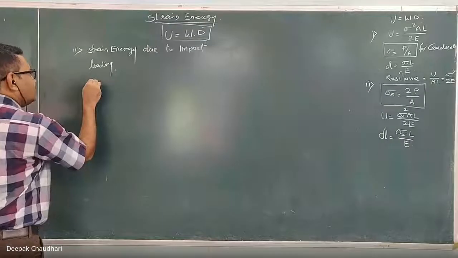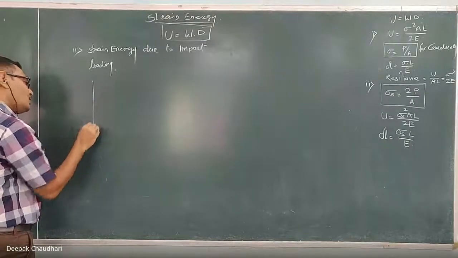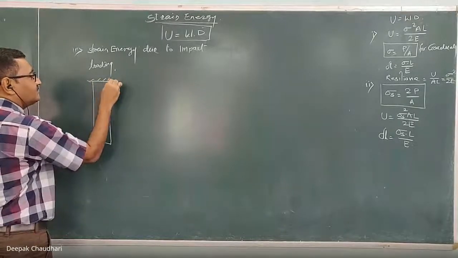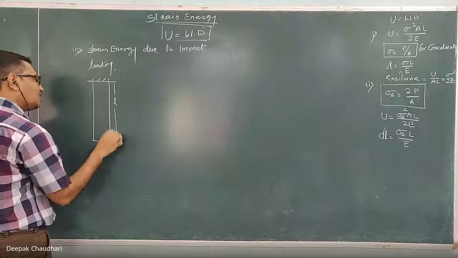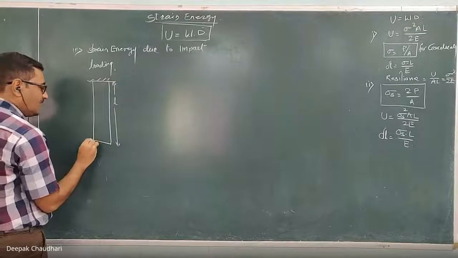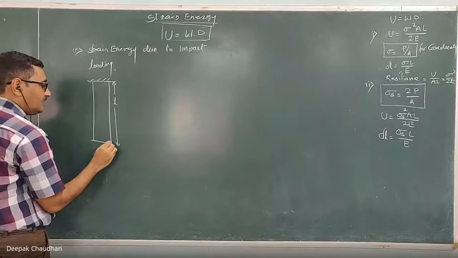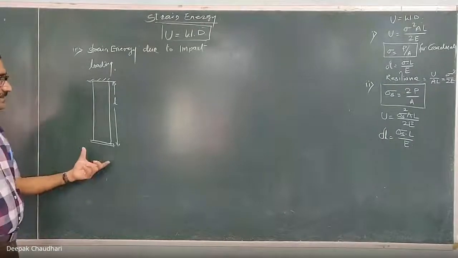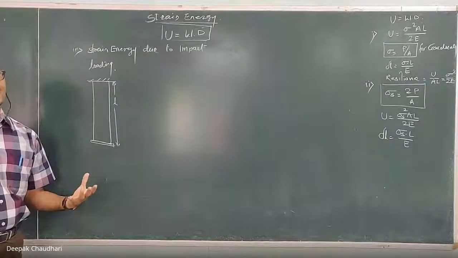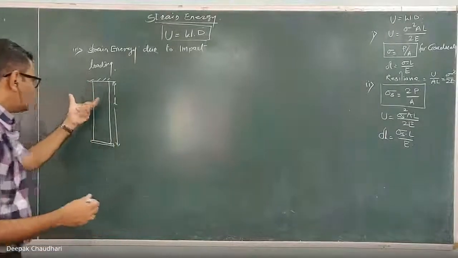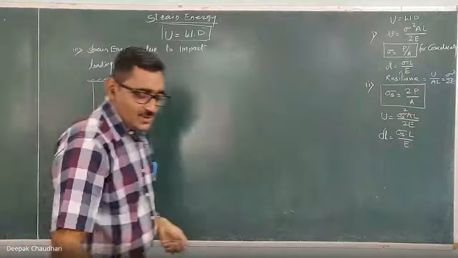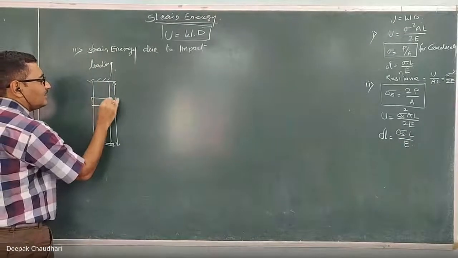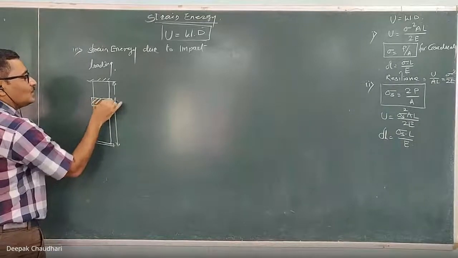Let's consider we have to find out the strain energy stored in this rod whose cross-sectional area is A and the length is L. Now at the end of this rod there is one small thin rigid collar. This is a collar. We are providing this collar just to stop the load. Now I am going to apply the load W. Suppose this is the load W.